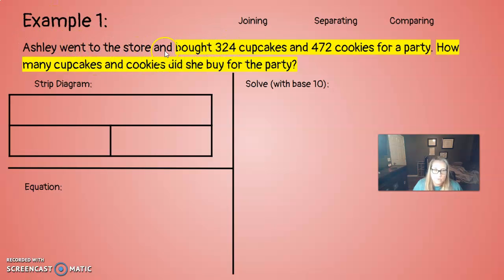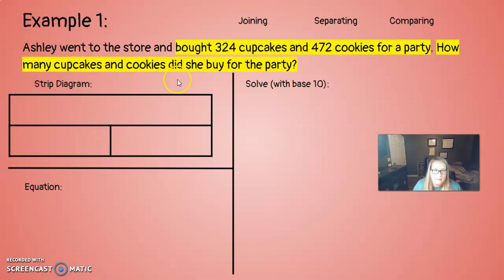Ashley went to the store and bought 324 cupcakes, so I highlighted that, and 472 cookies, so I highlighted that, for a party. How many cupcakes and cookies did she buy for the party? That's important because that's what I'm trying to figure out. So the next thing we're going to do is work on our strip diagram.